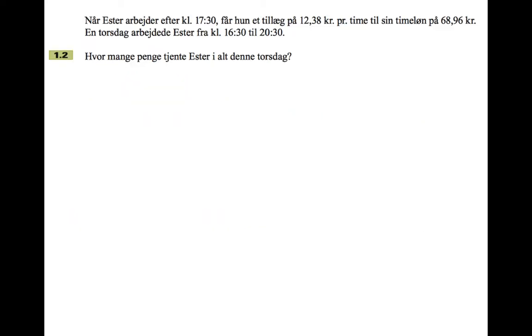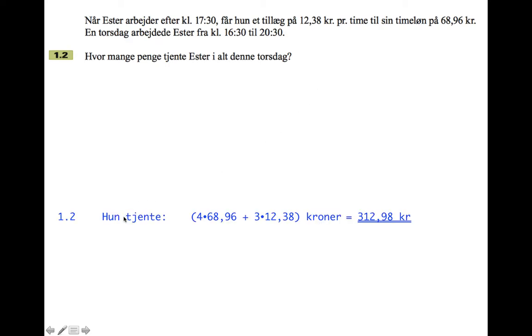Second question, or second part of the first question. When Esther works after 17:30, she gets like a bonus, a supplement of 12.38 kroner per hour on top of her hourly rate of 68.96. One Thursday, Esther works from 16:30 to 20:30. So you can see some of those hours are in regular time, some of them are in the bonus time. How much money did Esther earn in all on this particular Thursday?